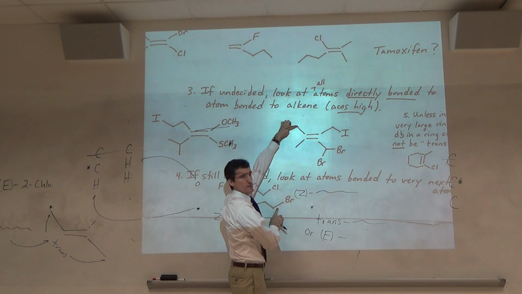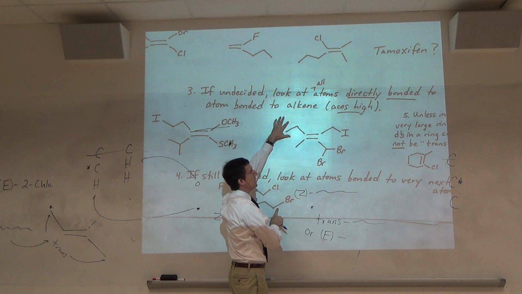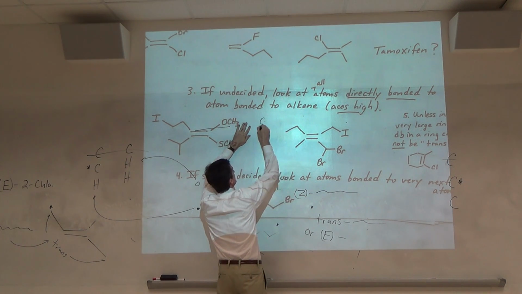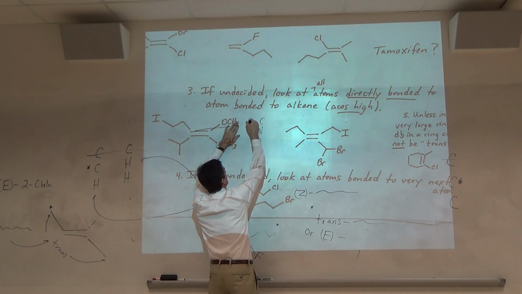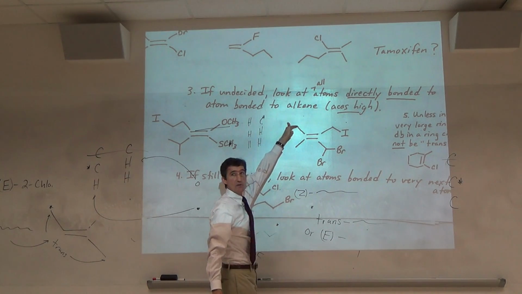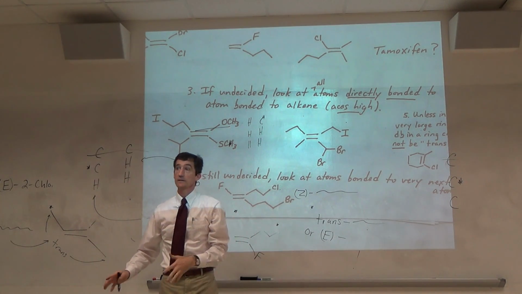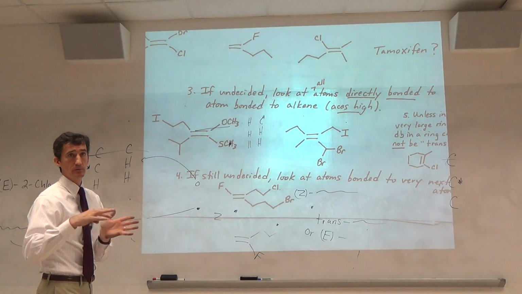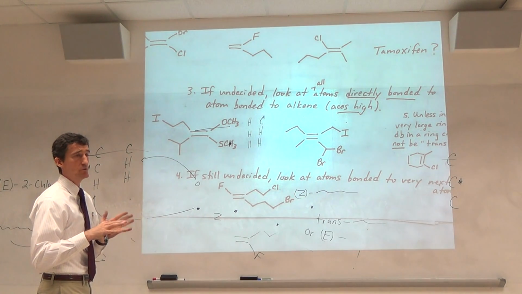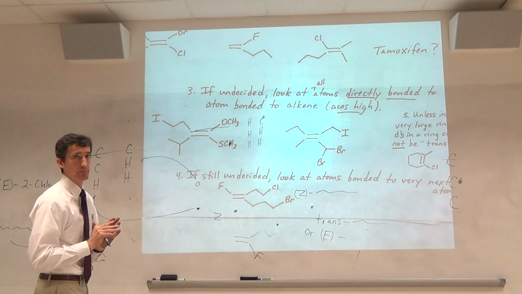Well, that carbon's bonded to a C and 2 H's. This carbon is bonded to 3 H's. You see, right there you get your winner. Basically, with alkyl chains, the longer the chain is, the higher the priority, because eventually you'll get to where it's got more carbons, okay? So that should be kind of intuitive.